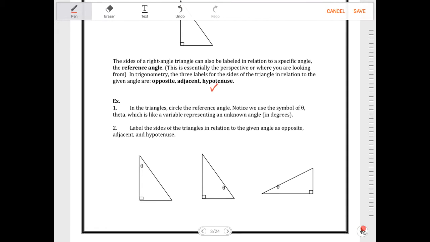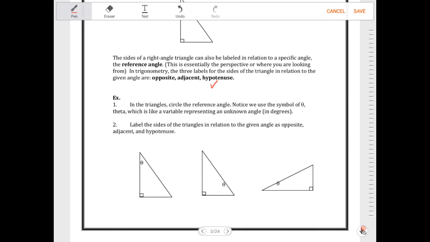So, in the triangles, circle the reference angle. Notice we just use this as an angle symbol, okay? It's called theta. You can call it the angle symbol or theta. It doesn't really matter. So let's find the reference angle. In the first triangle, this would be your reference angle right there. They gave you this angle. I'm sorry that's a little bit skewed off here, but this would be your reference angle, and in this case, this would be your reference angle.